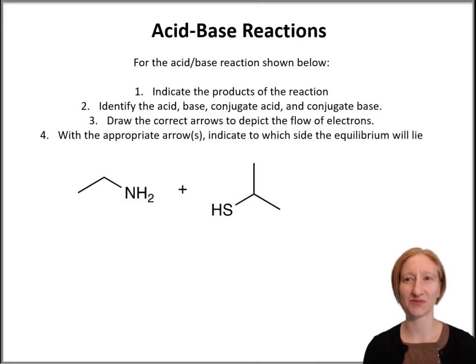In this video sequence, we'll learn about acid-base reactions and how to identify the acid, the base, the conjugate acid, and the conjugate base. We'll learn how to draw the products of an acid-base reaction and how to indicate the flow of electrons and equilibrium with the appropriate arrow formalism. In this first video, we'll introduce and define acids and bases, and we'll discuss the equilibria of acid-base reactions.